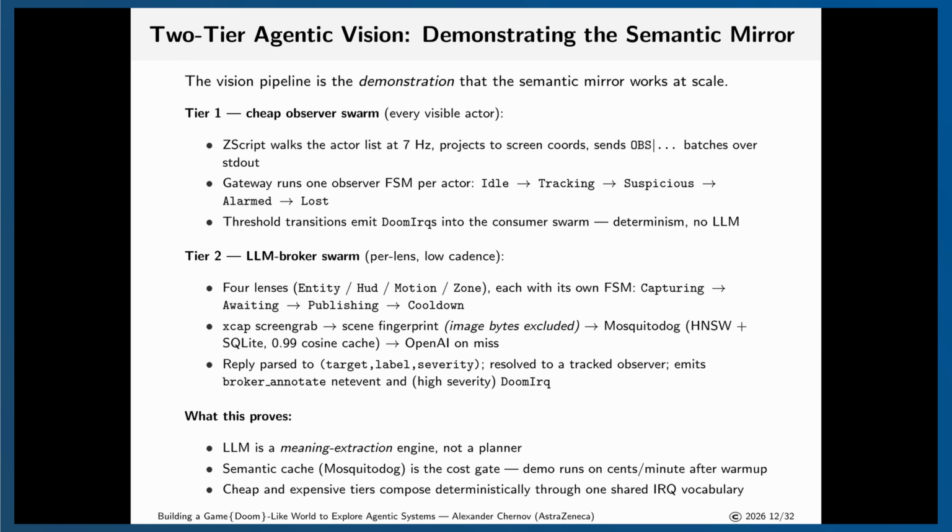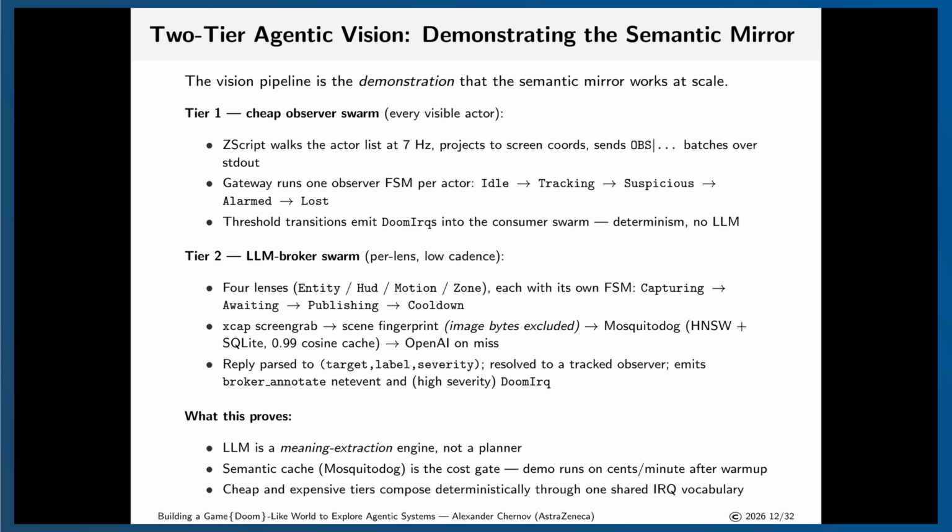So we have two-tier vision. As I said, the vision is a big part here, two-tier agentic vision. Through the vision, we create this semantic mirror. One tier is a chip observer swarm. That script walks the actor list at 7 Hertz and projects each actor to screen coordinates. As we see, it shows a location where it has seen a certain subject or object. And so it's called OBS.